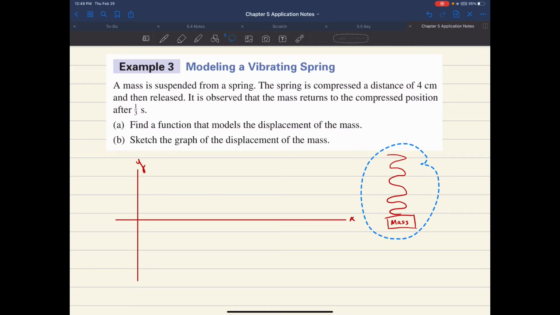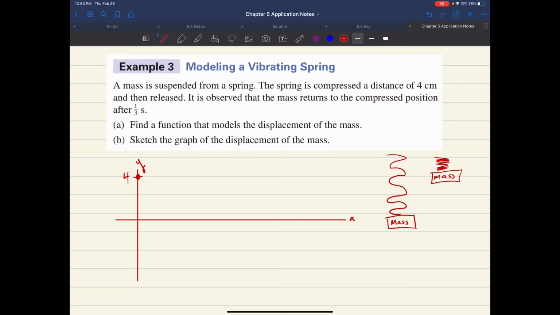So we're trying to put the mass on the x-axis. It says it's compressed a distance of 4 centimeters and then released. So that means we're taking this spring and compressing it 4 centimeters. We're pushing the spring up 4 centimeters. So if I draw that on the graph, I'm going to call this 4. This is where our mass would start. It would start at 4. I'm going to read each sentence and then put that on the graph. I'm not going to try to force the graph.